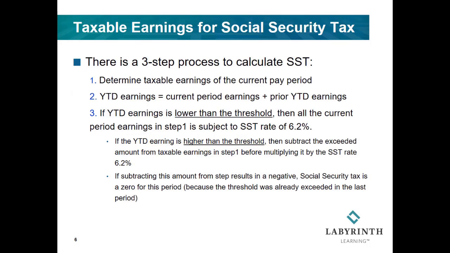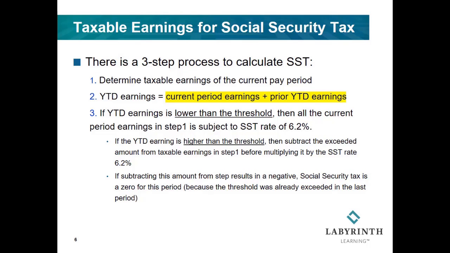retirement plan. First, determine what is the taxable pay of the current pay period subject to Social Security tax, and we know from the previous slide it includes 401k contribution, but excludes cafeteria plans like the flexible spending account. Step 2. We want to know if the pay from the current pay period brings us over the Social Security tax wage-base threshold. We do that by determining our year-to-date earnings so that in step 3, we compare to the threshold. Year-to-date earnings is calculated by taking the current period earnings and adding it to the given prior year-to-date earnings.